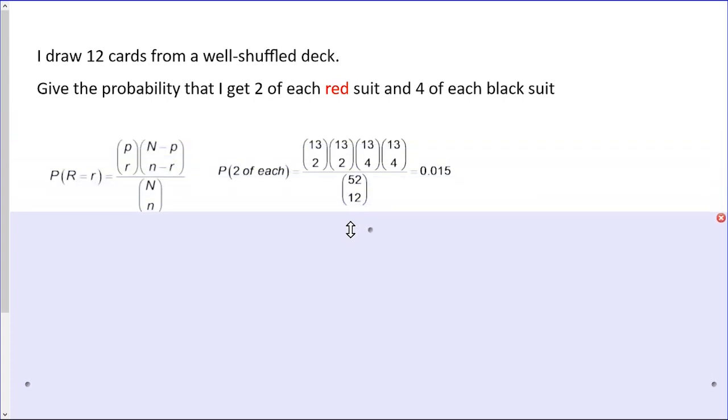And so the probability that I get two hearts out of the 13, there are 13 combination 2 ways I can choose two hearts from 13, two diamonds from 13, four clubs from 13, four spades from 13. On the denominator, you'll notice that the top numbers in the numerator add up to the top number in the denominator, and the same with the bottom numbers add up to the bottom number. And we get literally a 1.5% chance. Sorry, this is not two of each. This should say two of each red and four of each black, as the question required.